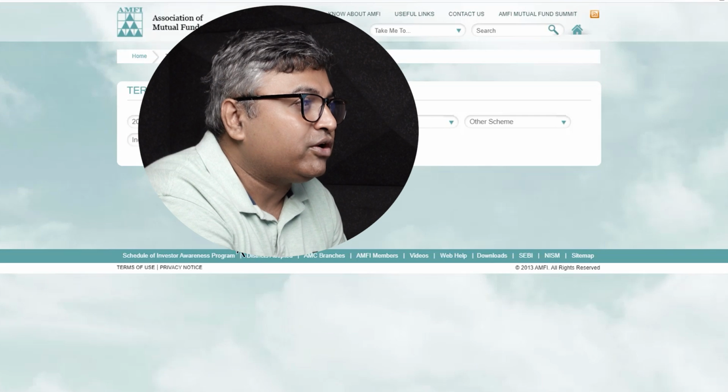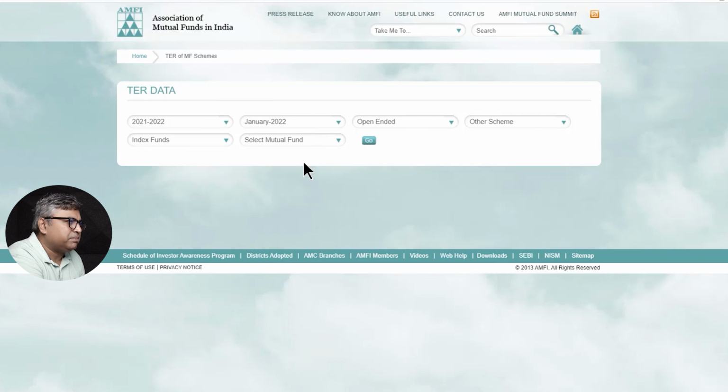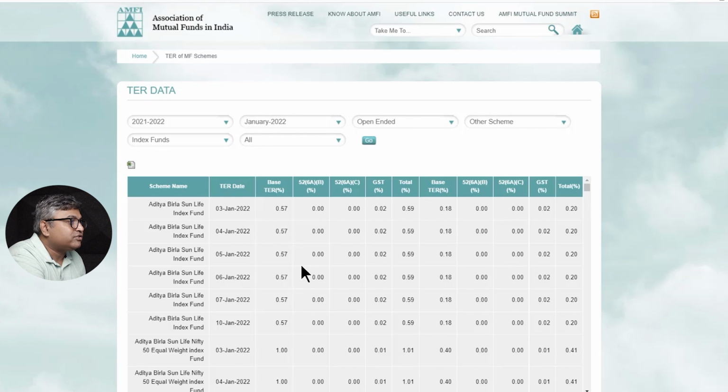So if you look at the expense ratio, I'm going to take you through the AMFI website to find out where you can find TERs. It's a very simple concept. You can look at index funds and ask for the TER of all index funds as of January 2022. You look here and you see Aditya Birla Sun Life Index Fund, which has a base TER. Now there are very complicated things, there's a TER, there's GST, there's all sorts of things that happen with it. But effectively the Aditya Birla Sun Life Index Fund has 0.59% total expense ratio.